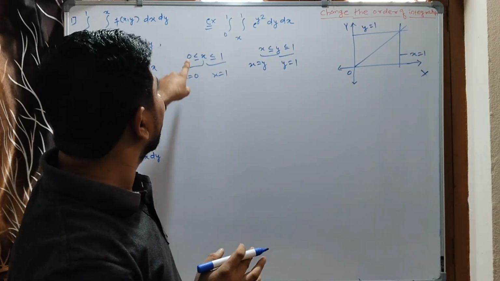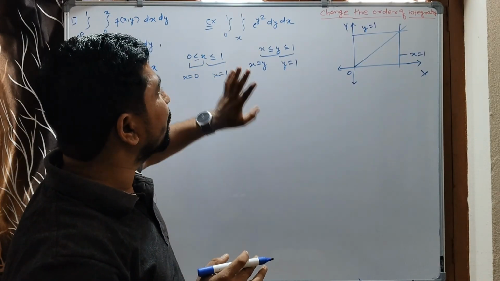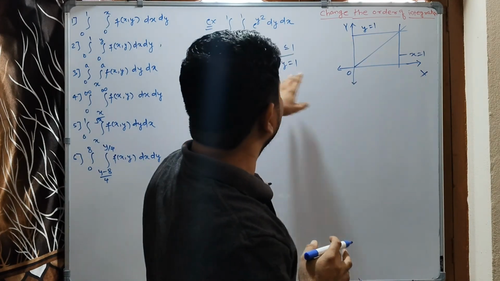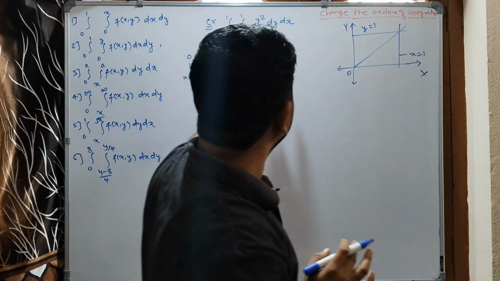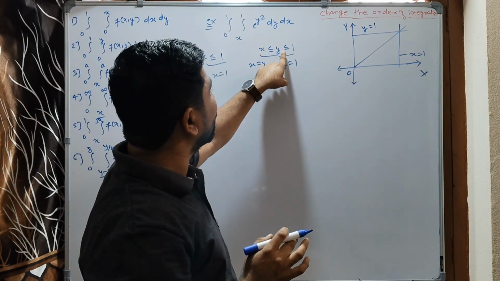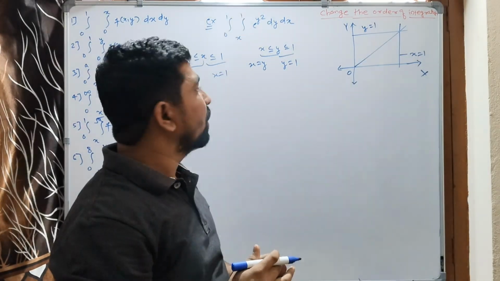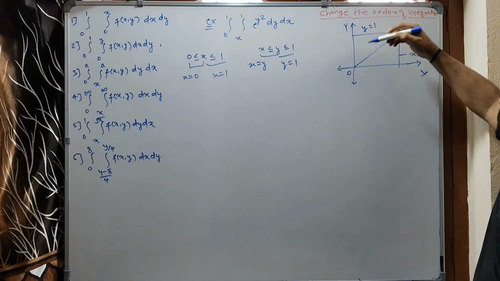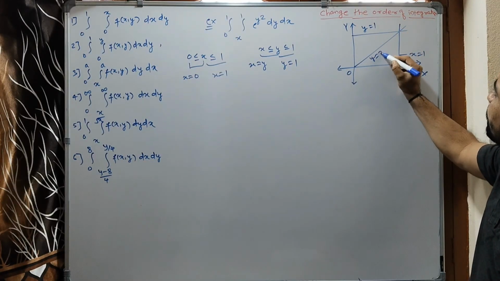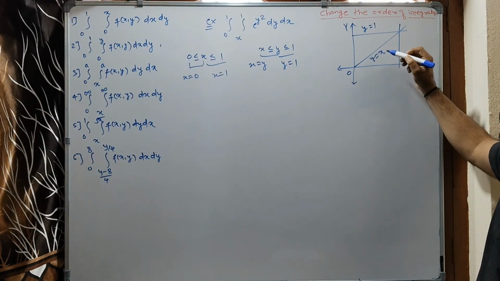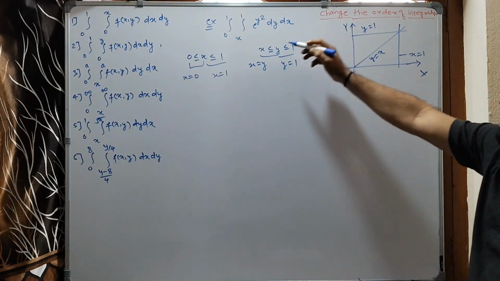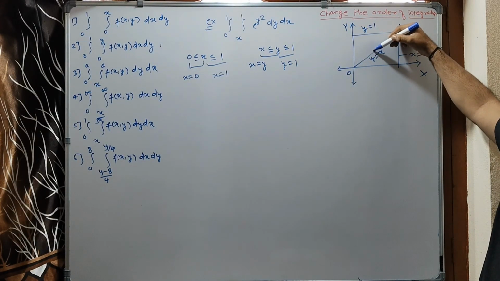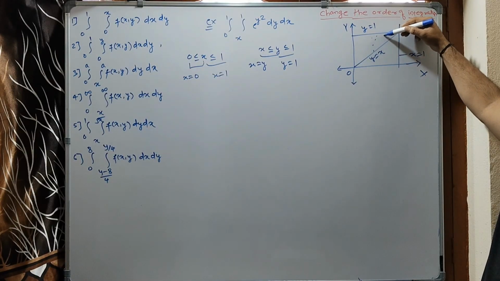Now just observe one thing. 0 is less than or equal to x is less than or equal to 1, so x belongs to this 0 to 1. But just observe one thing: x is less than or equal to y, which is less than or equal to 1. Here the value of y is above x. If this is the line y equal to x, then y is greater than or equal to x, so this is my region.